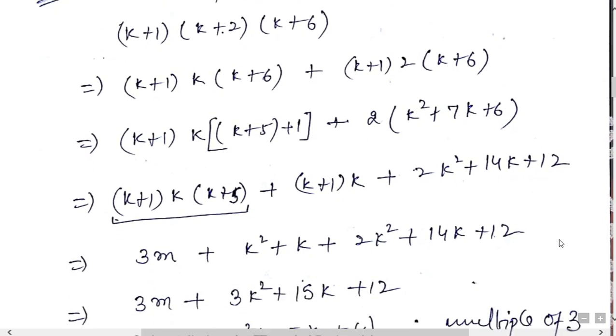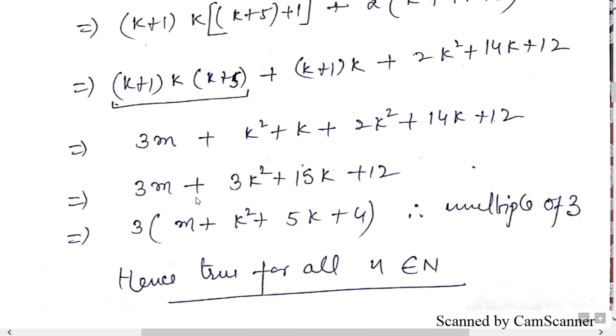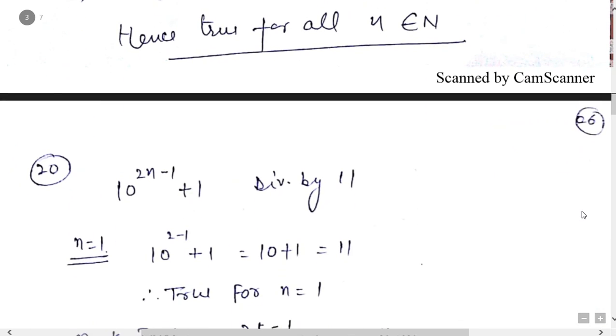In the first term, you can write 3m and multiply the second term, then add the values. You can take 3 common from all the values. It means the answer is a multiple of 3. It means true for all n belongs to natural numbers.